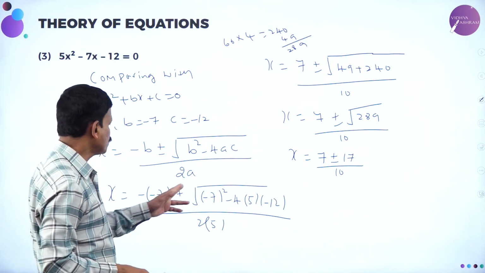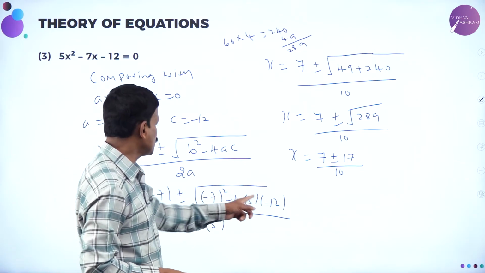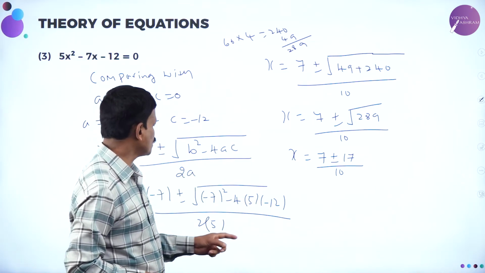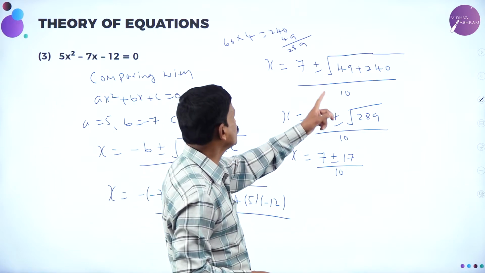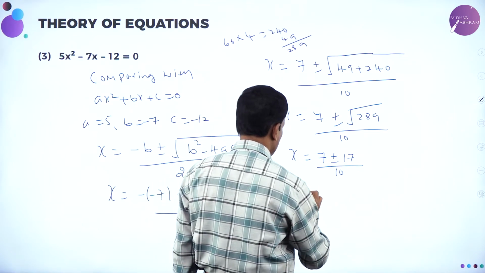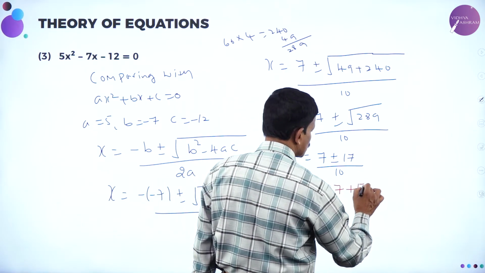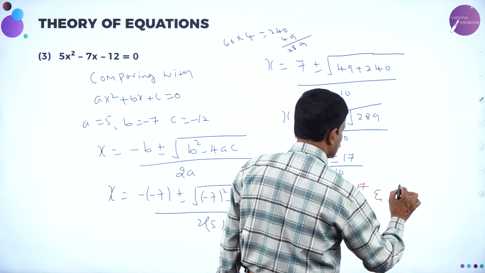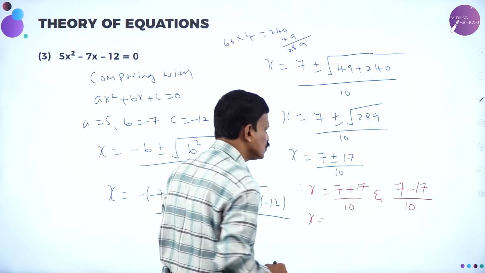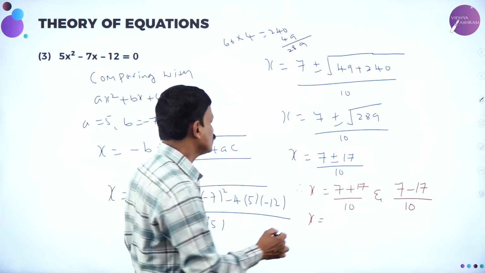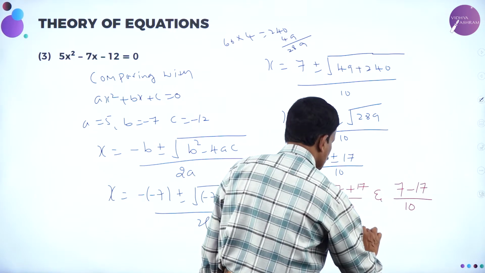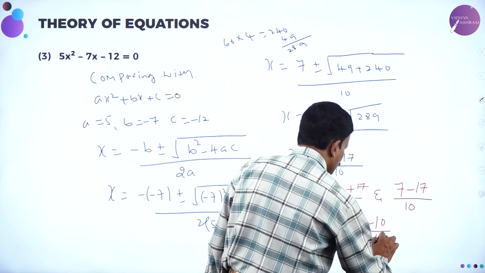Minus of minus plus 7, root of 7 sevens are 49, minus into minus plus, 5 4s are, yes, 12 5s are 60, 6 4s are 24, 240 divided by 2 5s are 10, 240 plus 49 is 289, square root of 289 is 17. So, therefore, the roots are x is equal to 7 plus 17 by 10 and x is equal to 7 minus 17 divided by 10. So, this is x is equal to 7 plus 17, so that is nothing but 24 divided by 10 and x is equal to minus 10 divided by 10.